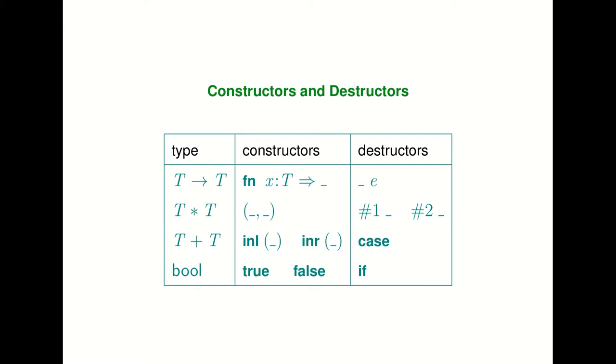If you have a function, you use it by giving it an argument. When you have a tuple, you use it by projecting out one of the components. So we have #1 and #2 as the destructors for pairs. And for sum types, our destructor is a case statement or pattern matching. Even Booleans fit this pattern: we have two constructors, true and false, and the destructor is an if-then-else.